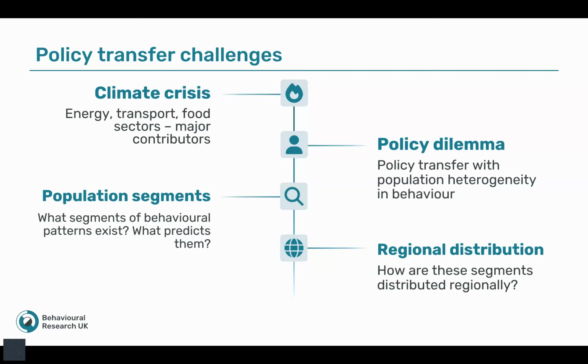So our questions are, what environmental behavioral patterns exist? Who and where are they? And how do they relate to policy support? What does it mean for policy transfer across countries and regions?